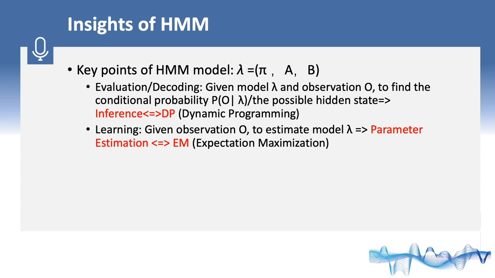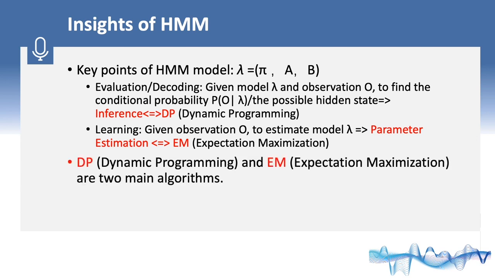Such kinds of procedures belong to inference and can be processed by DP, the dynamic programming algorithm. The learning procedure aims to estimate model lambda when observation O is given. It belongs to parameter estimation, which can be processed by EM, the expectation maximization algorithm. DP and EM are two main algorithms used in HMM, which is in essence a generative model.